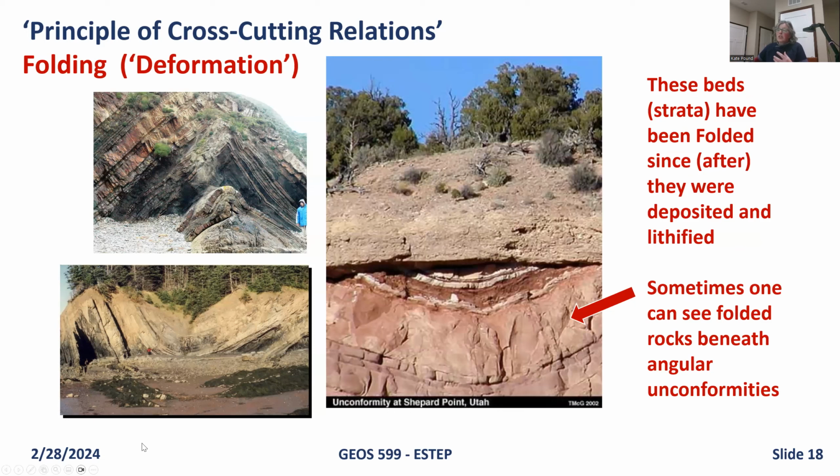Typically, one can see in the field that rocks have been folded. And so here we've actually got what we call the nose or the hinge of a fold in the two images on the left. But if we look here on the right, we've actually got an angular unconformity. So the unconformity is right here. The layers down below were folded prior to the development of this unconformity. And then above, even though it's kind of subtle, you can sort of sense there's some kind of layering in the rock up above this unconformity.